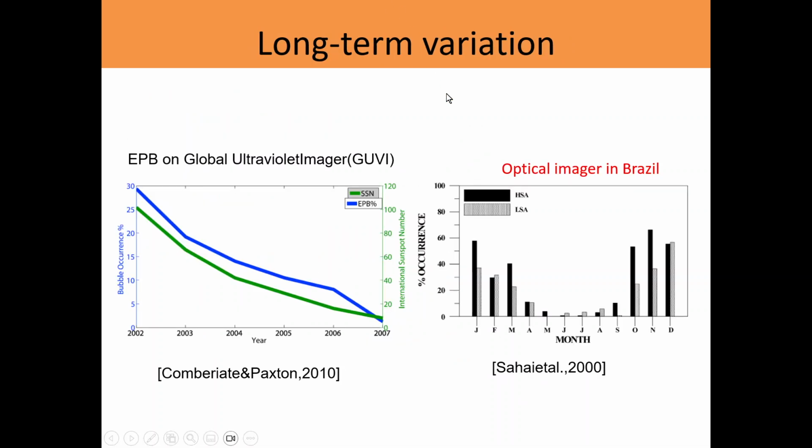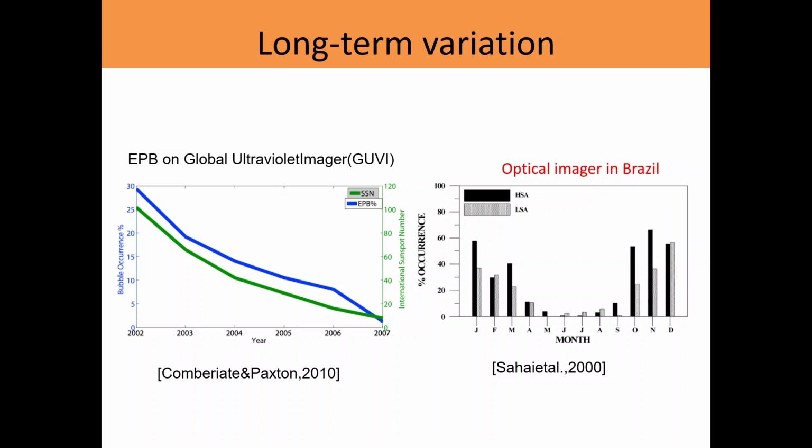So for long-term variation, people look at how this bubble occurrence occurs during each year. So it's long-term, right? This one I think is from optical sky imager. This one is more like a monthly type variation, but you can use ionosonde, you can use TEC as well, right? You can, based on all these things.